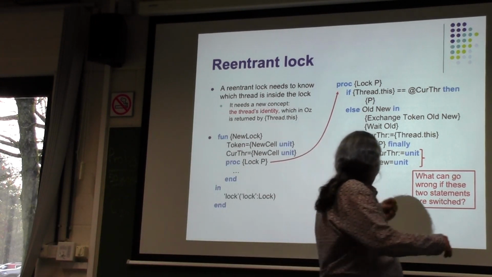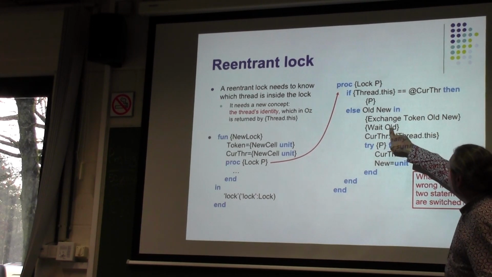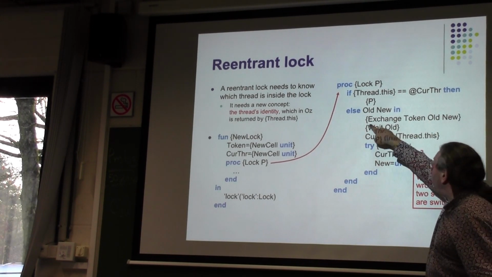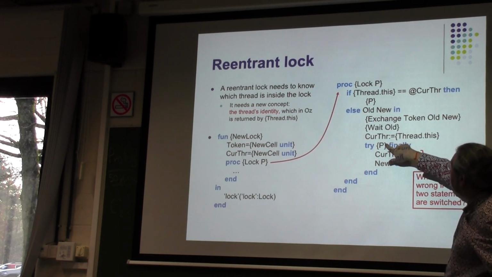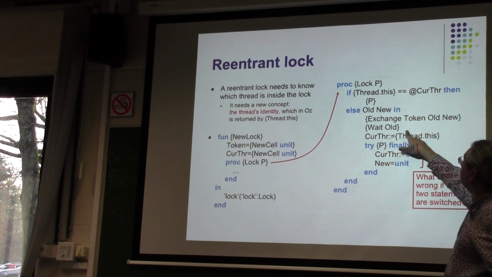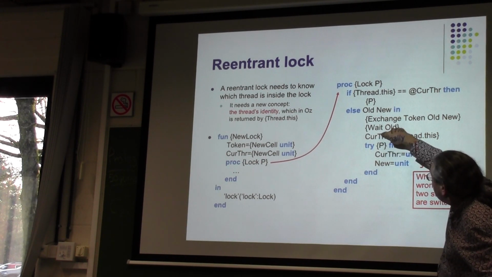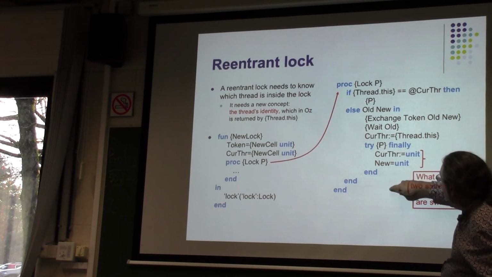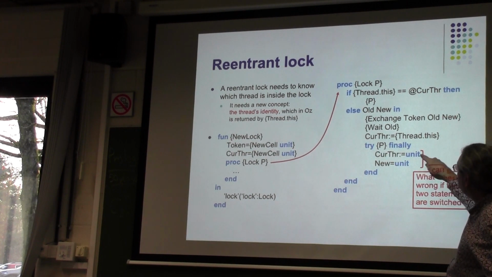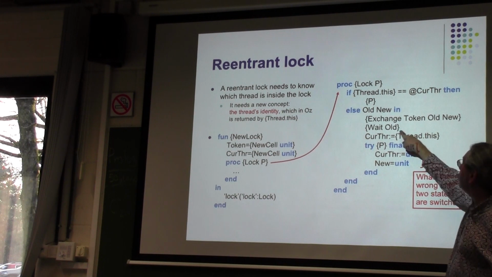So let's say a thread goes in. Here's the wait and the new unit. That's the critical section. Before executing P, I assign current thread to become thread.this. That means inside of P, I know that the current thread is this thread. And when I leave, there's no thread, so current thread becomes unit again. So when I'm running P, this is the thread inside.